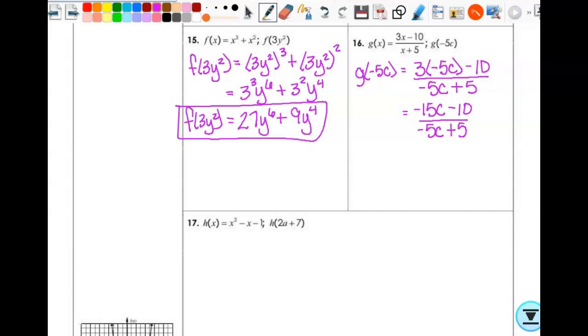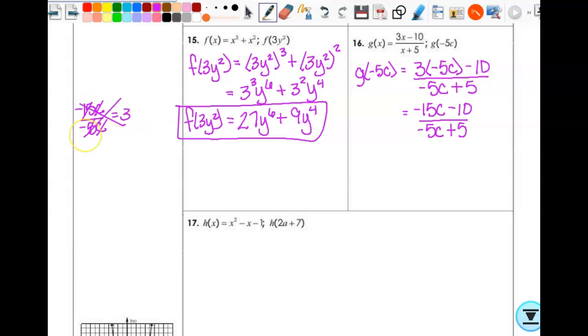Can I cancel these c's out? That's a big fat no. And the reason is because I have addition and subtraction. If all I had was negative 15c over negative 5c, then I could definitely cancel the c's out, and I could reduce this, and it would give me 3 in the end. But I can't do that because there's addition and subtraction. I can't reduce the negative 15 and the 5, and I can't reduce the c.